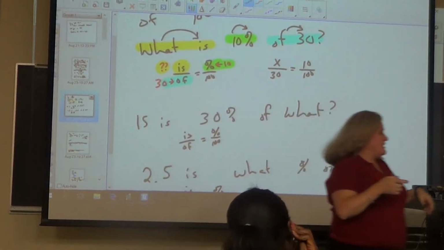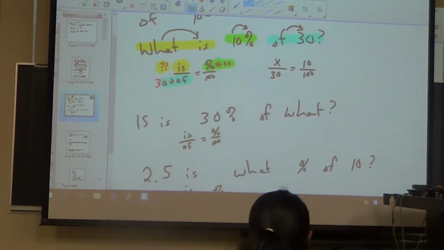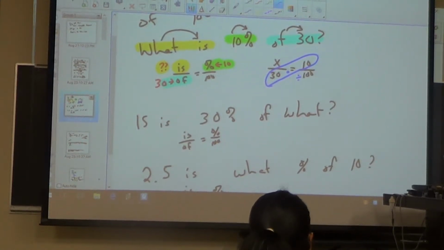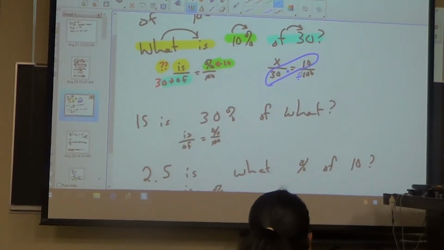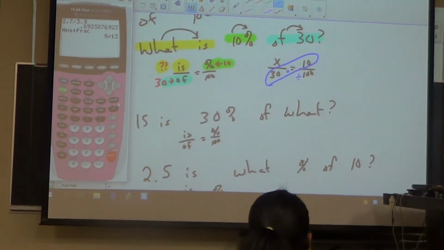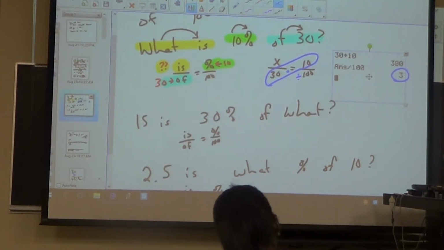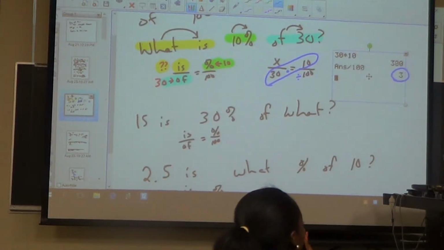Now, once you get it set up, here's what you do. You multiply the two numbers that are diagonally across from each other, and you divide by the loner. So it's going to be 30 times 10 divided by 100. So the answer to this problem is going to be 3. So you have three things: either it is an is, an of, or a percent.